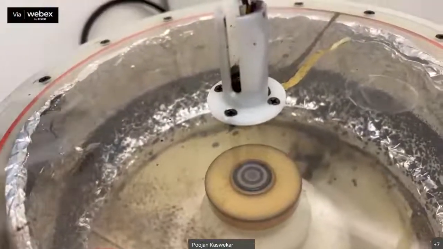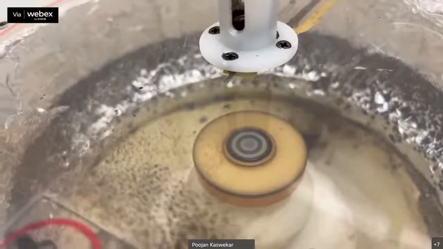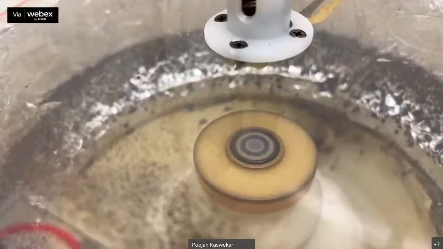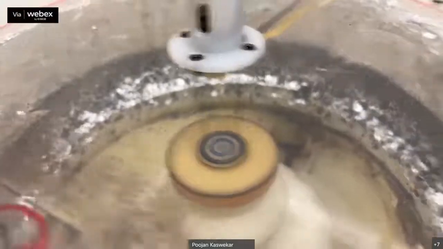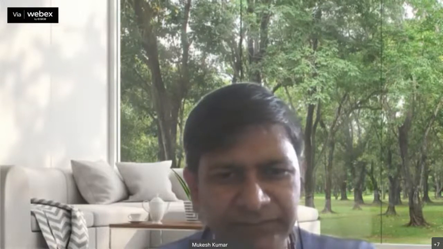So you can see here, it's fading very quickly. It is rotating at 4500 RPM, and it will have the fixed thickness. So there's a time left. And here you can see the vacuum, that is 25. If this is not there, it will not start rotating. So if there is some issue, then we need to check the vacuum.